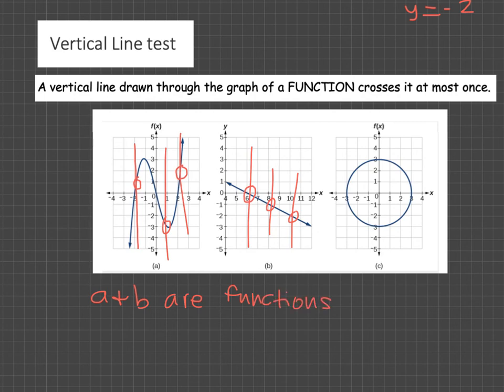Now, graph C, if we draw a vertical line, we are crossing more than once. Pretty much everywhere we draw that line, we're going to cross more than once. So C is not a function.